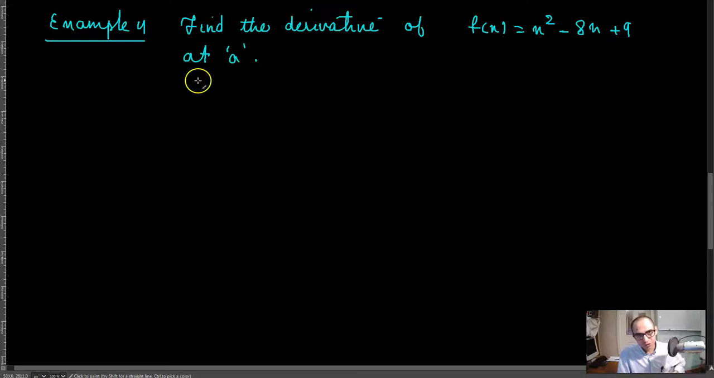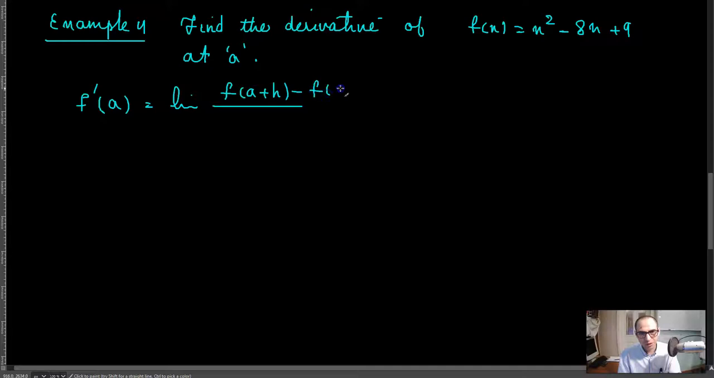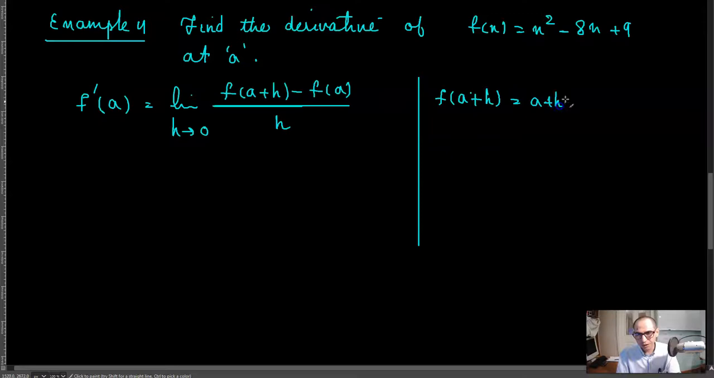So you can use the same definition, that f prime of a is equal to the limit of f of a plus h minus f of a over h as h approaches zero, right? I usually set these up separately and then substitute them in the formula. So f of a plus h in this case would be a plus h, raised to the second power, minus 8 times a plus h, plus 9, which would be the same thing as a squared plus 2ah plus h squared minus 8a minus 8h plus 9.